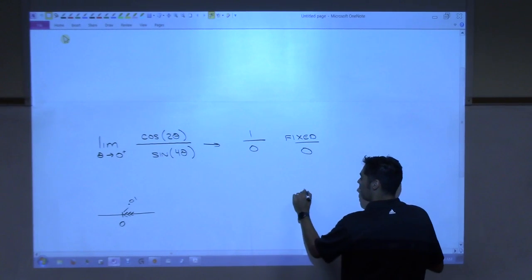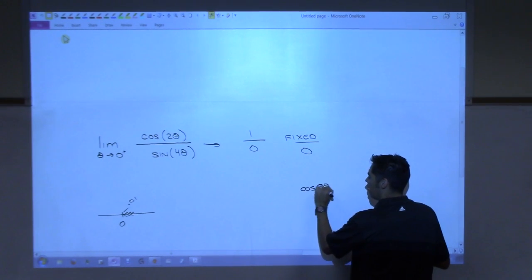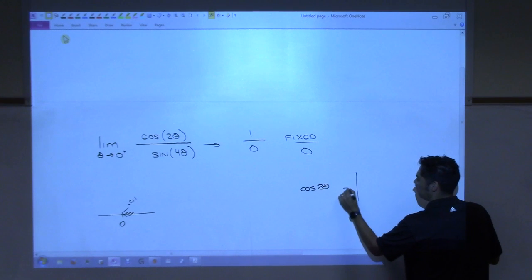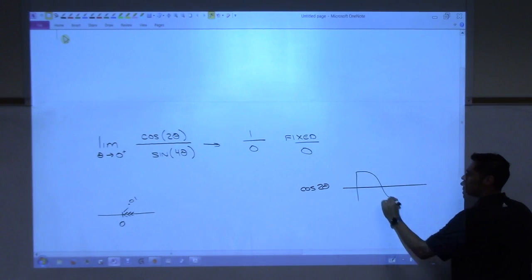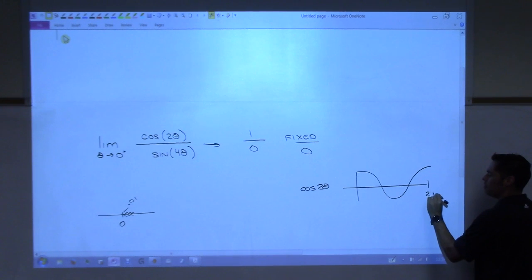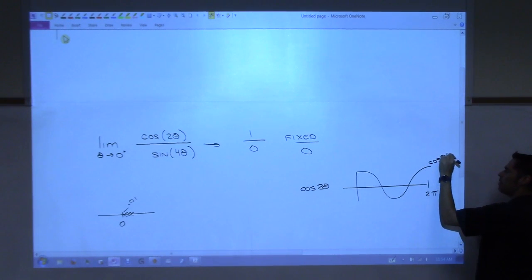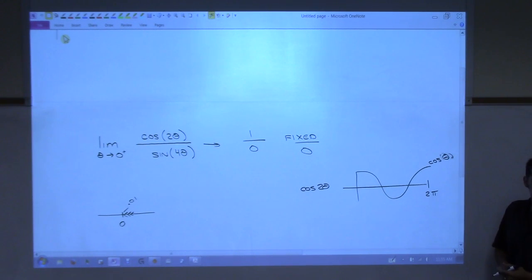So what I'm going to do is look at the graph of cosine 2 theta, because I took pre-cal, and I remember that we did this. We know that cosine function looks like this. That's from 0 to 2 pi. That's cosine theta, right? Not 2 theta, that's cosine theta. What does cosine 2 theta do? It does something to it. Yes, the period's changed.